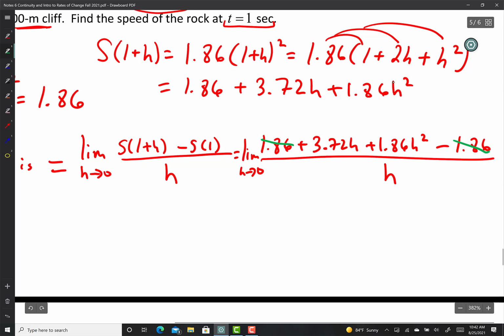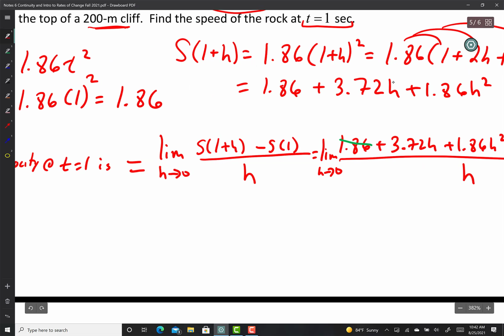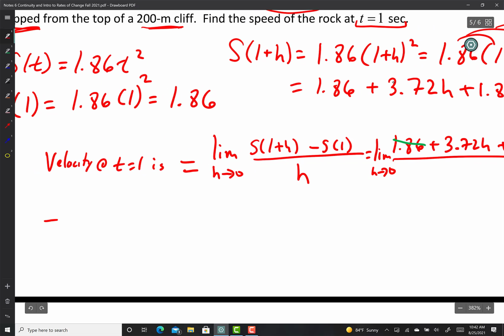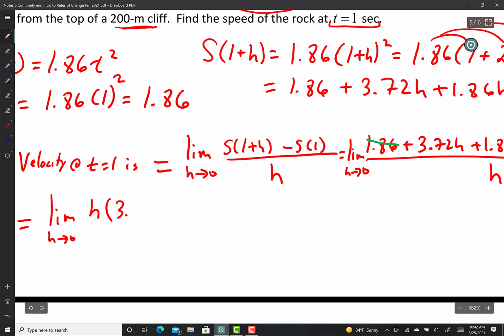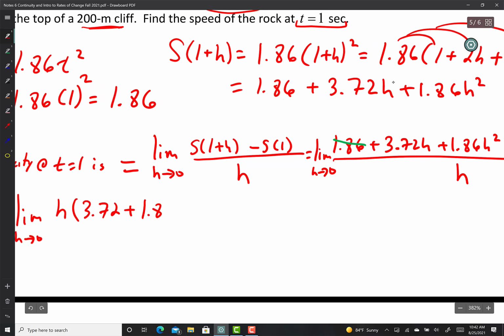1.86 is, and now I can factor out h, so I'm going to do it one more time. I'm going to start over here. We're going to have enough space. Limit as h approaches 0. Here's my h factored out. 3.72 plus 1.86h, close it, all over h. What's going to cancel? The h's.